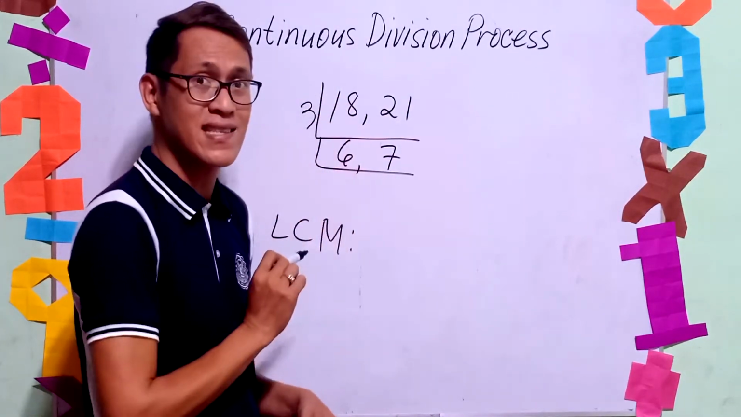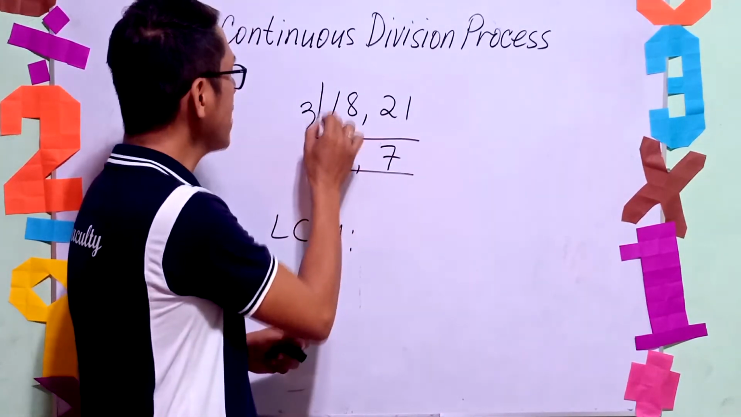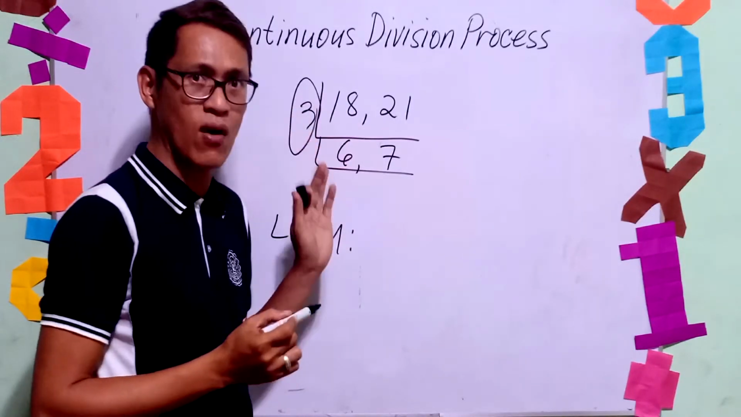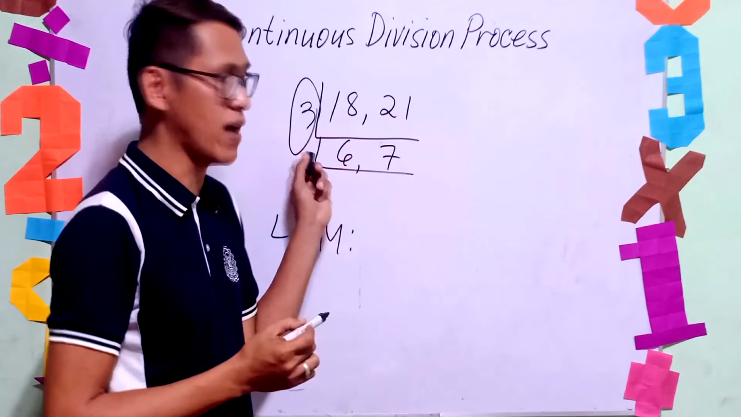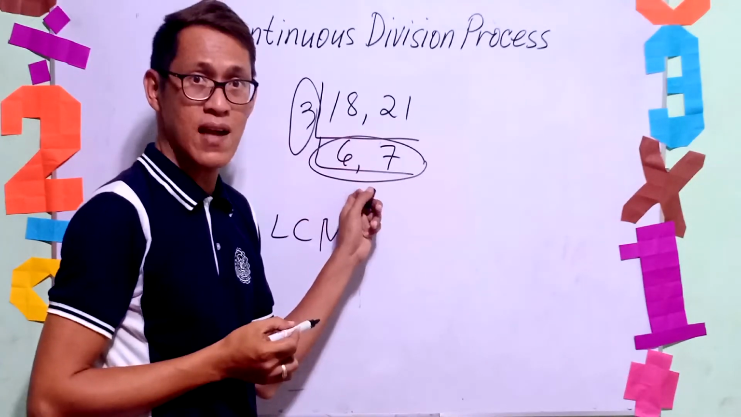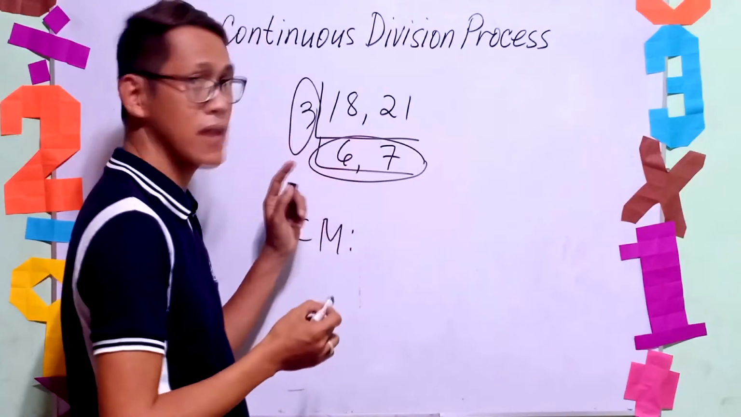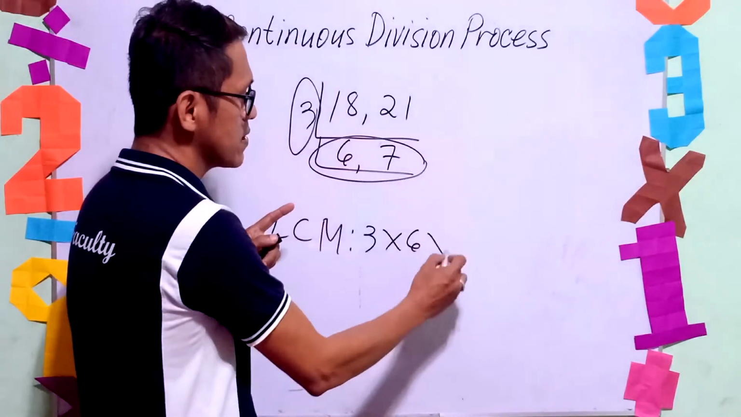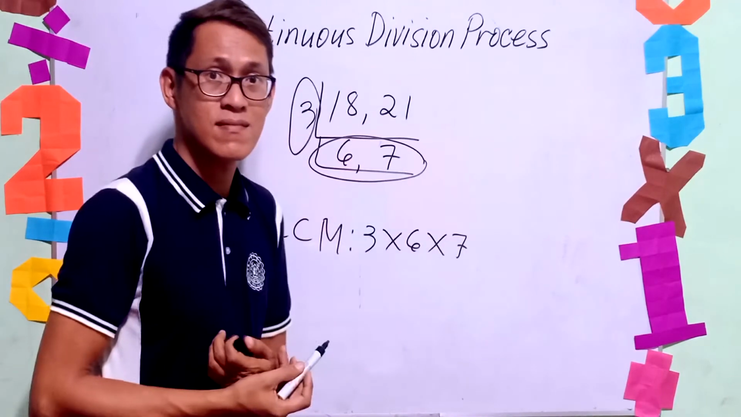Okay, to get the LCM here, you get the divisor, or if there are many divisors, get all of them. But here there is only one divisor, and the numbers at the bottom here. So multiply all these numbers. So you have 3 times 6 times 7.